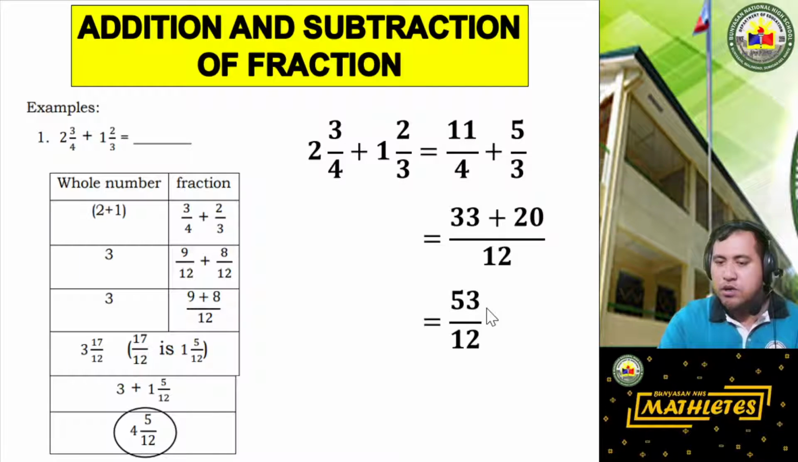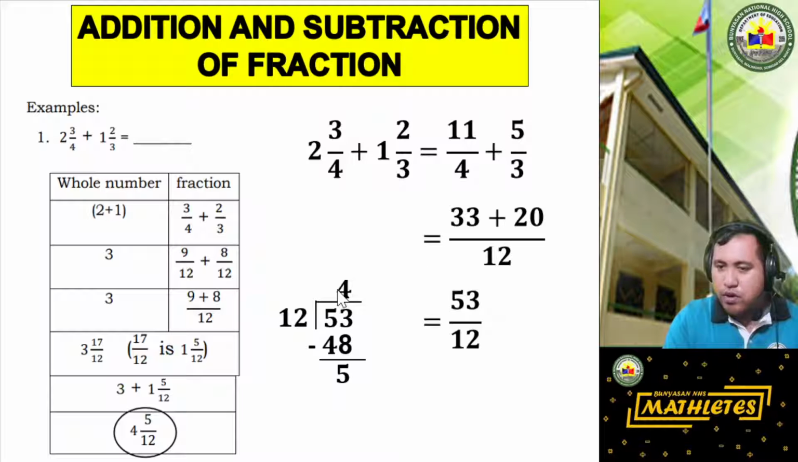Paano gawin? We are going to divide 53 divided by 12. So, the result is 4, tapos, remainder 5. Diba? Ito yung ginagawa nyo sa elementary. 4, tapos, remainder 5. Okay.